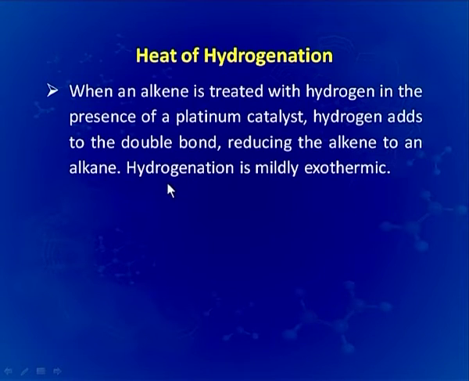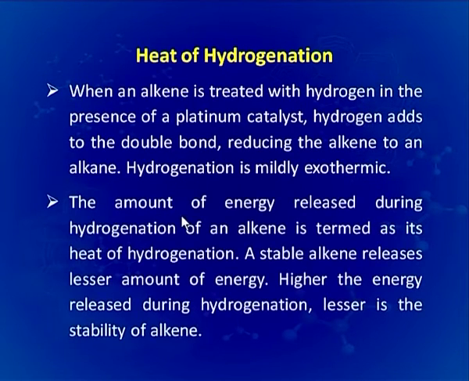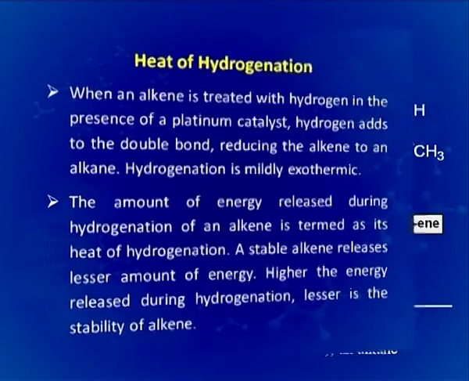Therefore, the hydrogenation process is mildly exothermic. The amount of energy released during hydrogenation of an alkene is termed its heat of hydrogenation. A stable alkene releases a lesser amount of energy. Therefore, the higher the energy released during hydrogenation, the lesser is the stability of the alkene.